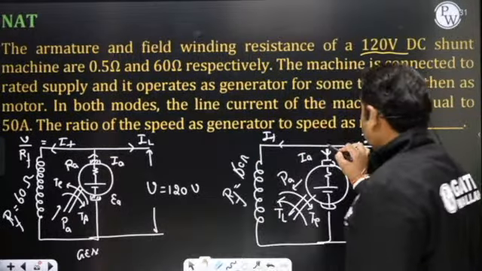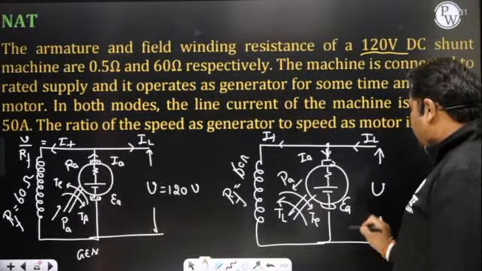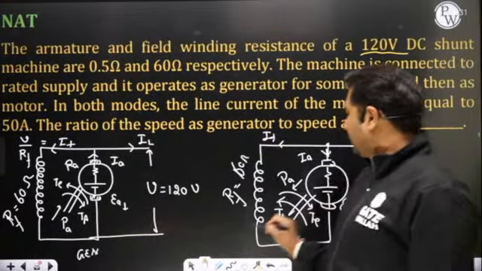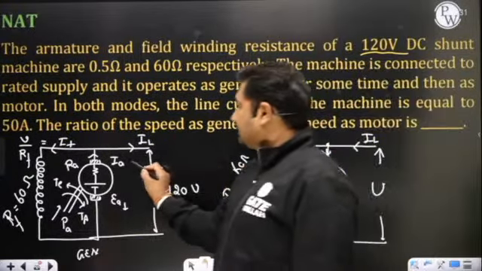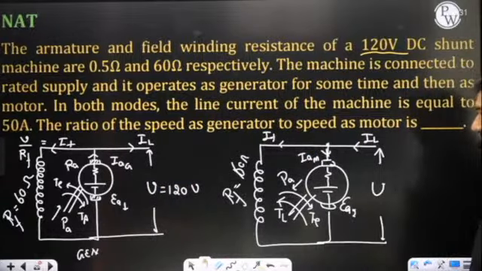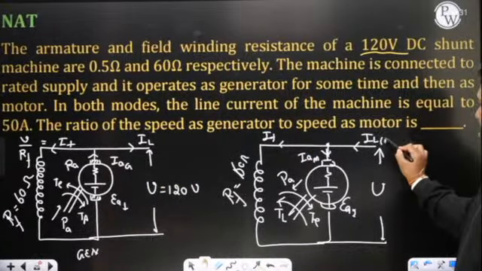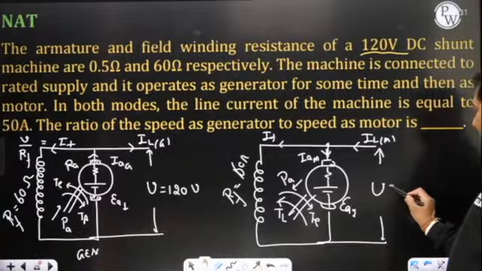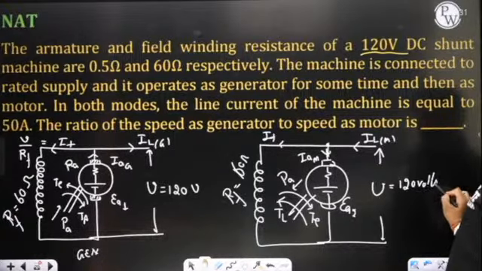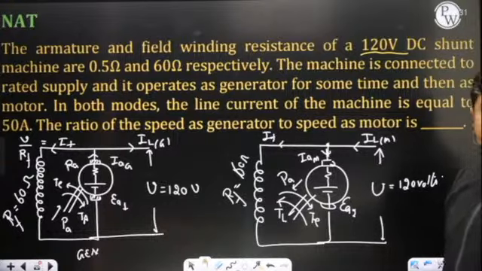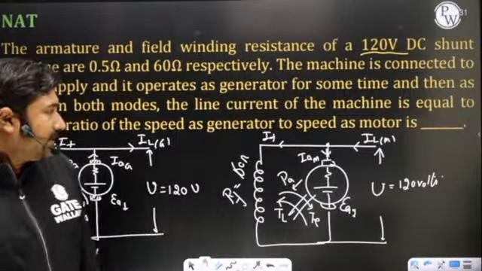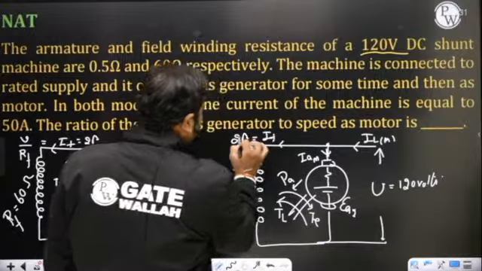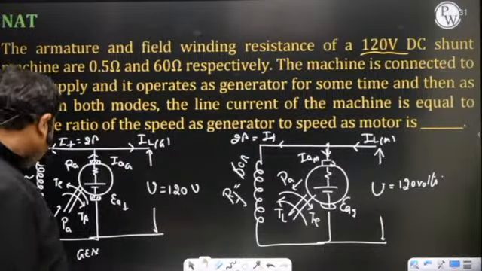So now only KVL and KCL is required to solve this question. Let this be EA2 in condition 2, and this condition 1. IA as a motor and IA as a generator I am writing here. So the load current of the motor and the load current supplied by the generator. 120 volt is the terminal voltage. We can also observe the field current, that will become 120 by 60. It means 2 ampere is the field current. Now please observe.